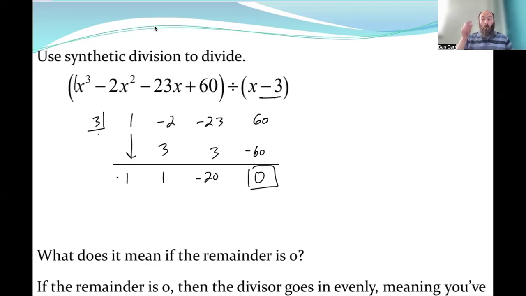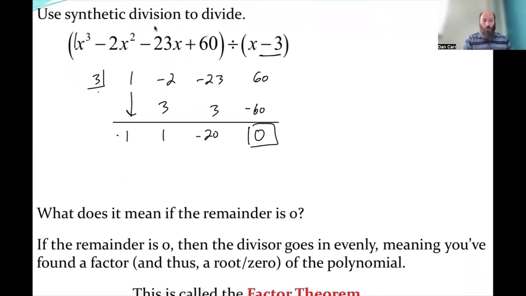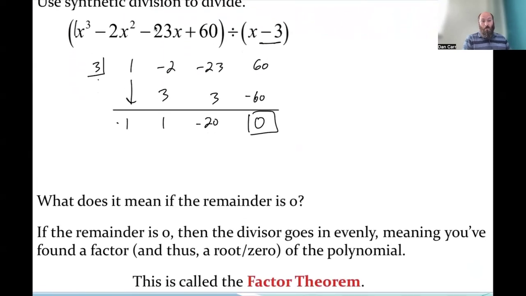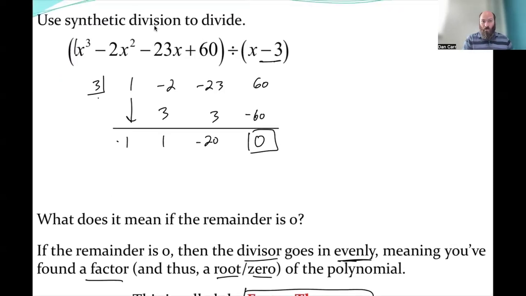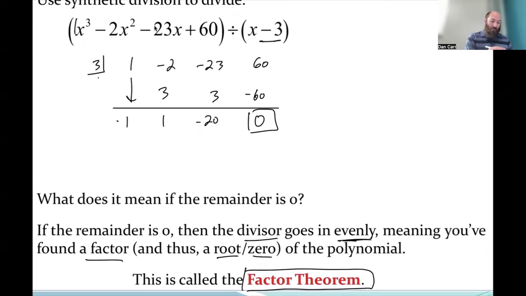This is an important idea that we're going to cover today. What does it mean if a remainder is 0? If the remainder is 0, then the divisor goes in evenly, meaning you found a factor, or since we found a factor, that's the same as saying we have a root or a 0 of the polynomial. This is what's called the factor theorem. If you can divide out your two polynomials and your remainder is 0, that divisor has to be a factor of your polynomial.